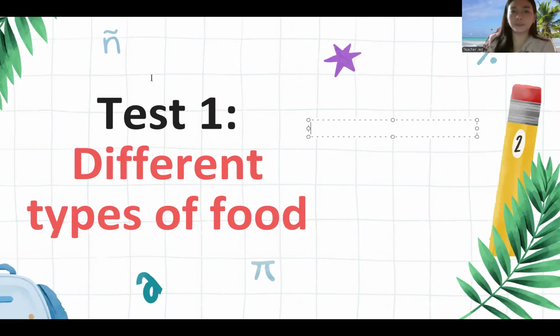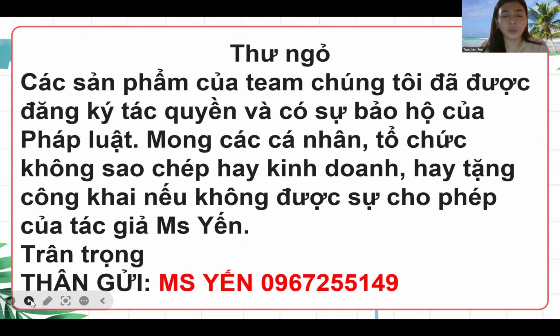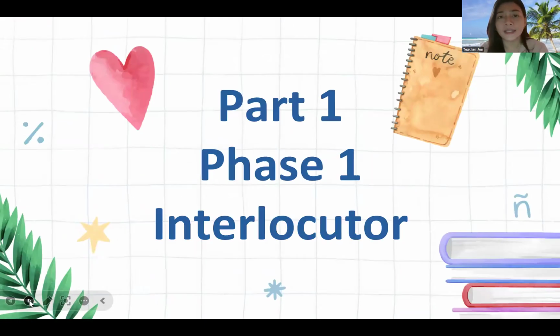This is an example. We have the title Different Types of Food, and then we will skip this part. Okay, let's start with part one. It's 3 to 4 minutes. Part one, phase one. So in every part, there is phase one and phase two. Part one, phase one, part one, phase two. Like this. Part one, phase one.